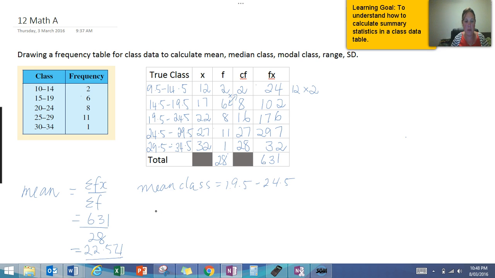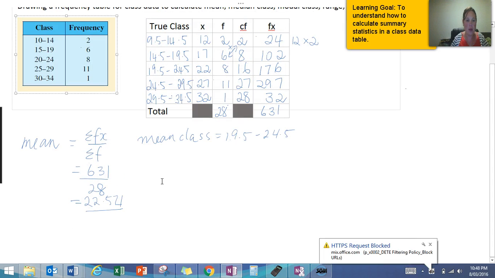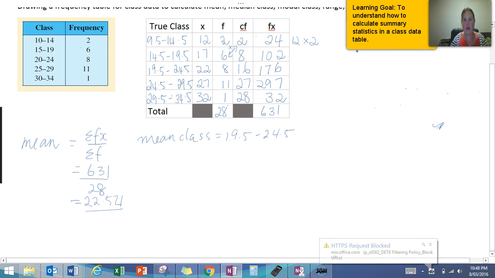For the median, we do pretty much exactly the same thing that we've been doing previously. So median, remember we're always looking for the score. We're going to be using the CF column again here, so n plus 1 over 2. In this case we have 28 scores plus 1 over 2. So 29 divided by 2 is 14.5. So we are looking for the 14th and a half score.